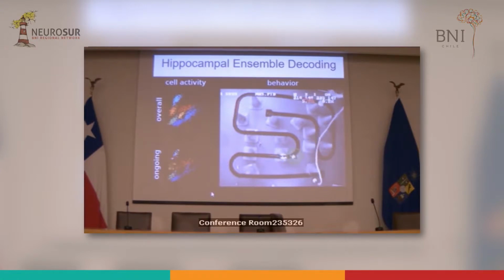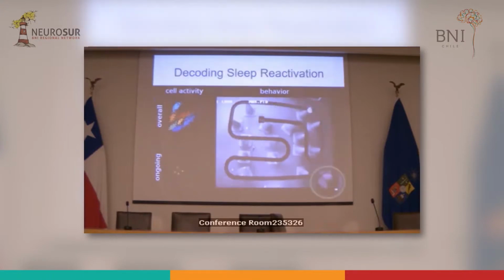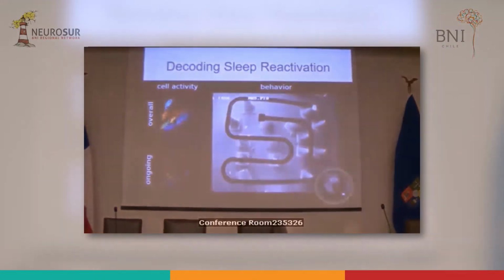When the animal stops and you get those bursts, there's a lot of spiking, but there are also triangles on the track, and the code represents locations, just not the current location of the animal. So again, two states: during active locomotion, the code tracks the animal; when the animal stops, the code jumps around to remote locations on the track.